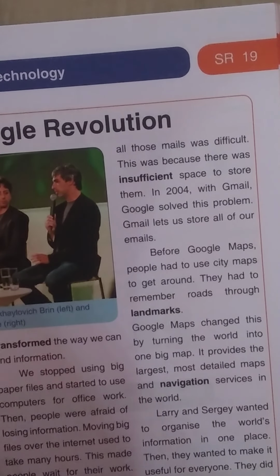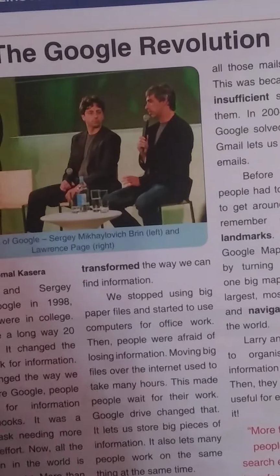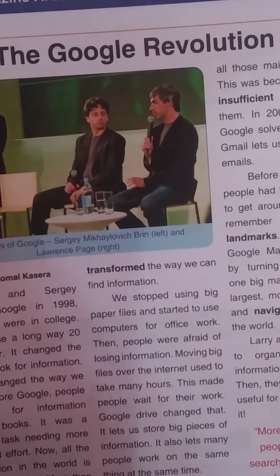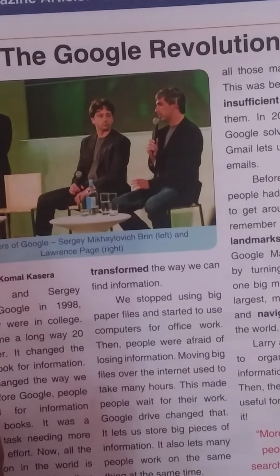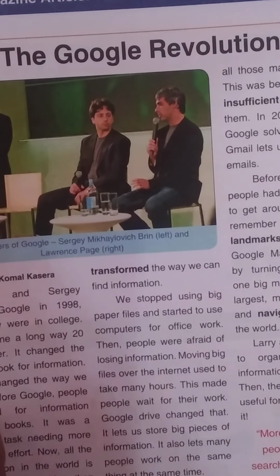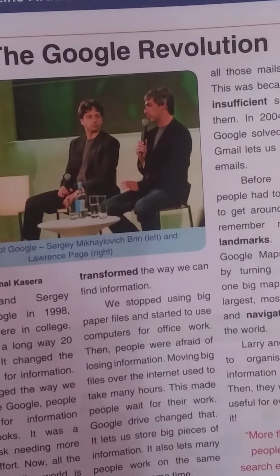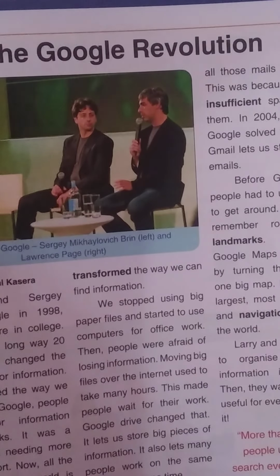Children, in reading and listening comprehension, you are going to read a new story in your SR 19, the Google Revolution. So now all of you open your SR 19 in your SR book and read out the entire story, the Google Revolution. While you are reading, note down 2 points. One is the main idea of the story and the other one is the difficult words along with their meanings, children. So keep your rough note with you and do the 2 things, children. Let's start to read it out.